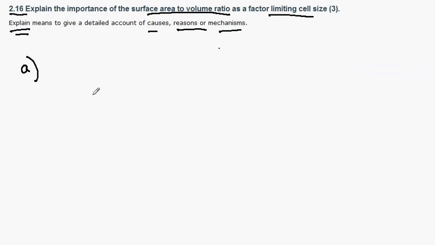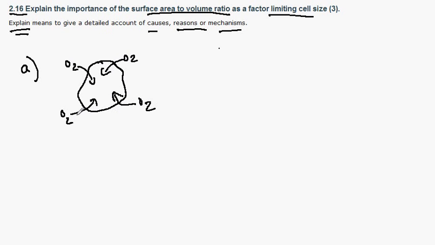So let's start off with a simple idea of a simple cell like this, and this cell is taking in oxygen by diffusion for respiration, and we can measure the surface area around the cell at 4 units, and the volume is 1. So we've got a ratio of 4:1.